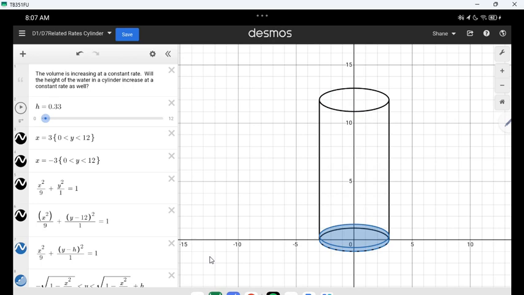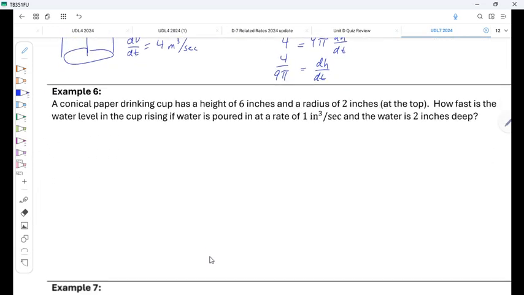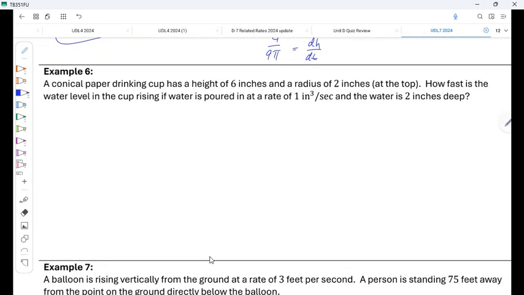All right. Okay, so there's that question. Now let's do the same thing, but we're going to fill up a cone, or maybe empty a cone. I forget which one it says. Yep, we're going to fill up a cone instead of a cylinder.